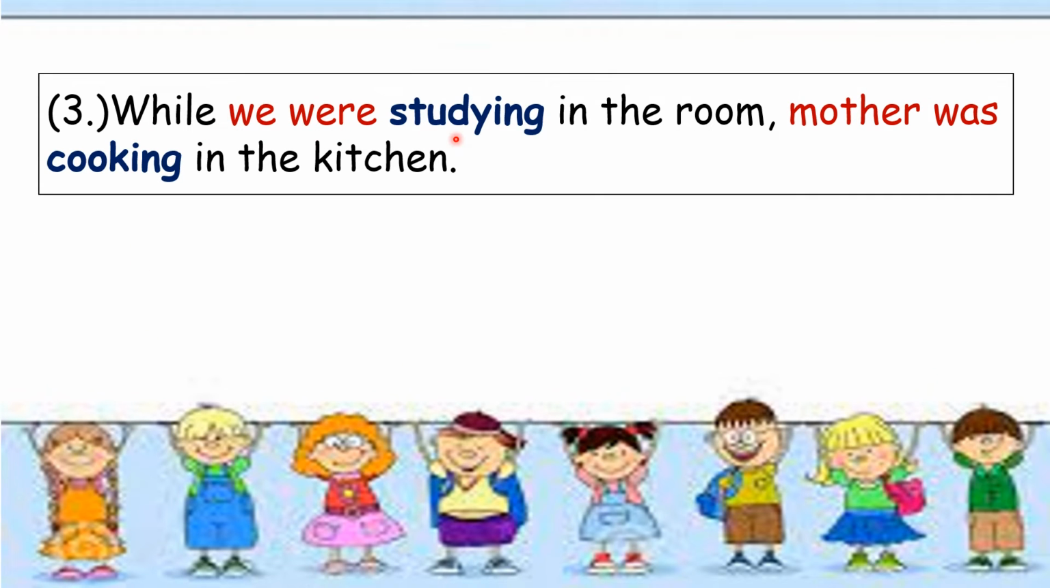While we were studying in the room, Mother was cooking in the kitchen. There are two action verbs in this sentence: were studying and was cooking. One action was going on, and that is studying, when another action took place, and that is cooking.